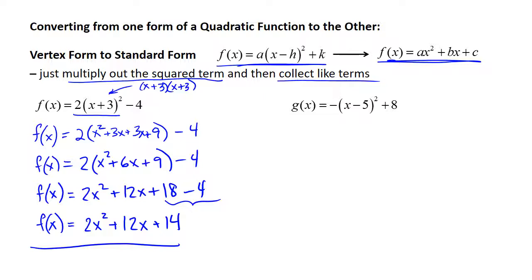If you want to, you can graph the original, which was in vertex form, and the standard form and see that you do indeed get the same graph. These two are just two alternate ways of writing the same quadratic function out.